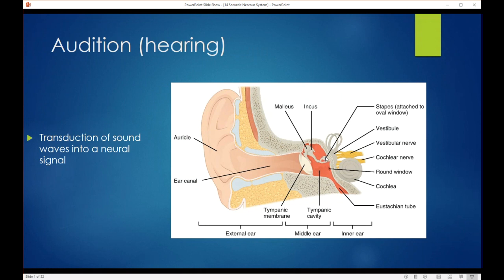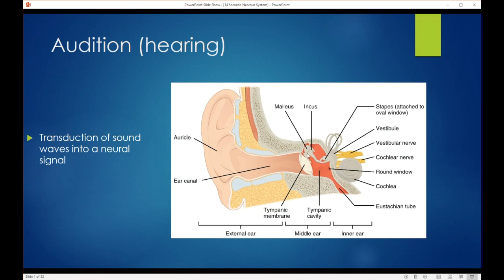Okay, and now that the stapes is attached into the oval window, which comes into contact with the vestibule, you're going to see these semicircular canals, as well as the cochlea. And this is all filled with fluid.